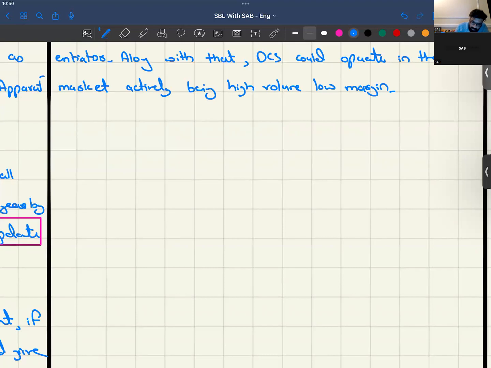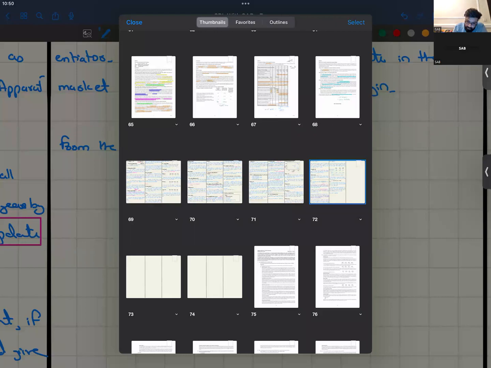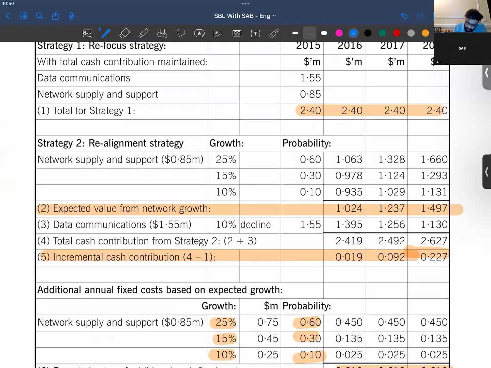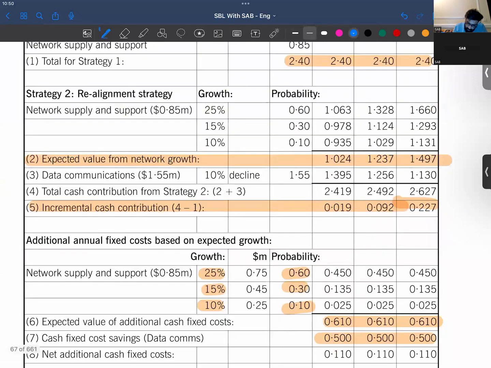Now, from the data in the spreadsheet, you could analyze several things there.